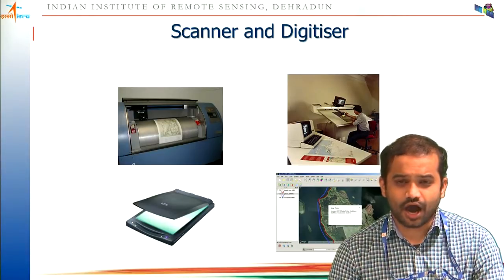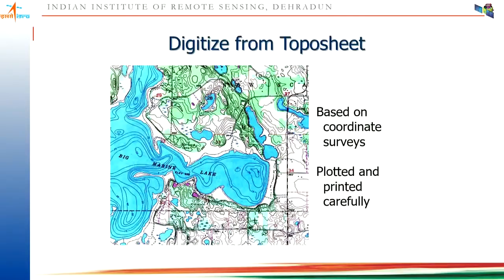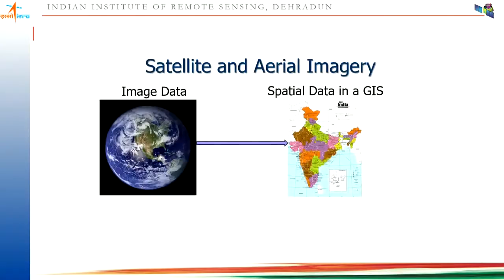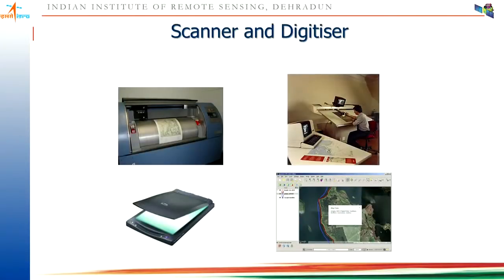So now comes how to do that. Suppose I have a topo sheet, how can I do this activity? Two important things: if you don't have data in digital form, you need to convert it into digital form, and for that two important instruments are scanners and digitizers. On the left side we have scanners, on the right side we have a digitizer.